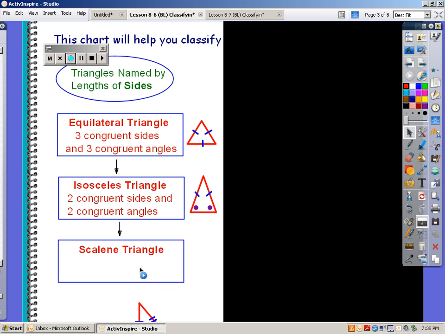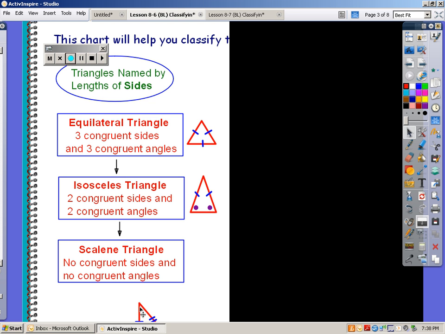In a scalene triangle, there are no congruent sides and no congruent angles. Here's an example of a scalene triangle. Notice the tick marks. They're all different, so they're showing you that all the sides are different.